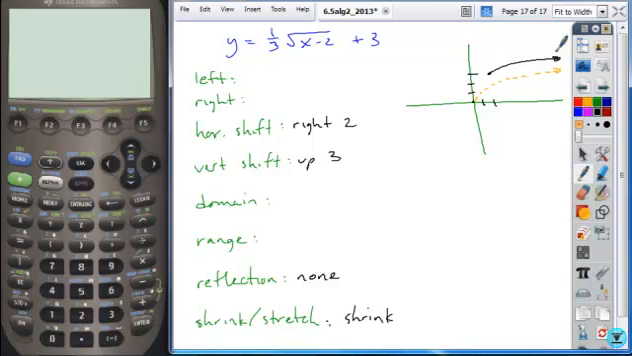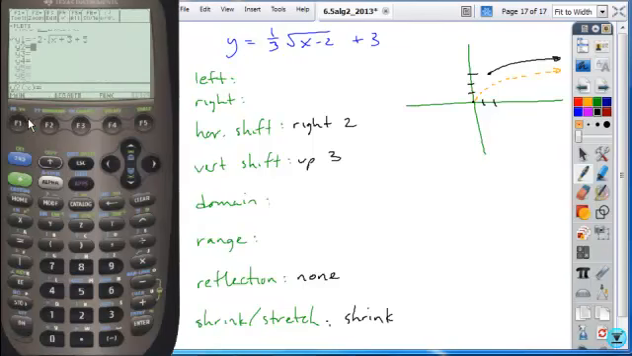Now, if I wanted to confirm this, I could. I can go into my calculator, go to my Y editor, and I can enter this in my calculator. So if I were to take 1/3 times the square root of x minus 2, and add 3 to that, and then look at my graph for this, I see that it's just like what I drew here, a very flat graph starting at that point.